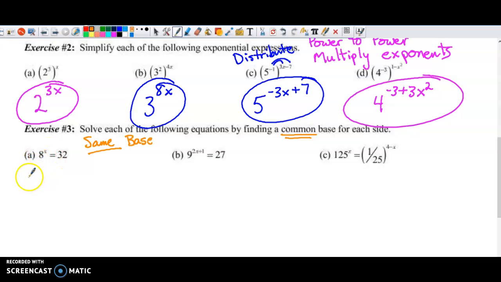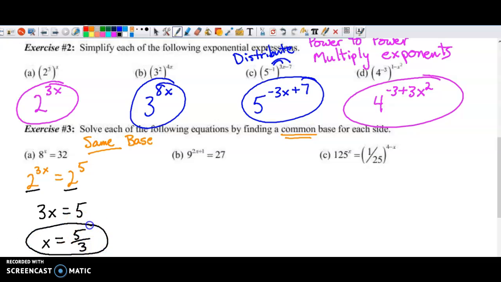So after a lot of thinking, and it does take some time to think of it, the common base between these two is 2. 2 cubed is 8, 2 times 2 times 2. And it's a power to a power. You multiply those exponents, and that would be 2 to the 5th power. And the whole thought process now is the bases are the same, so 3x must be equal to 5. And I like fractions, so I'm going to leave this answer as 5/3.